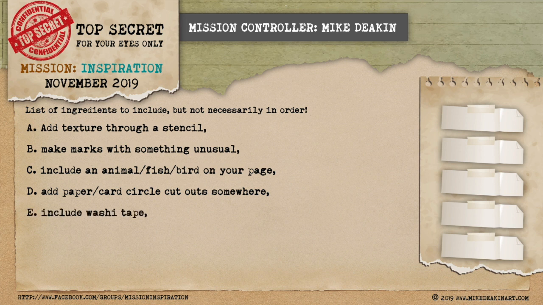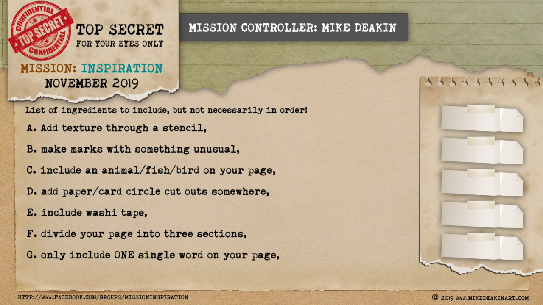E. Include washi tape. F. Divide your page into 3 separate sections. G. Only include 1 single word somewhere on your page. And finally, H. Apply paint or colour with your fingers.